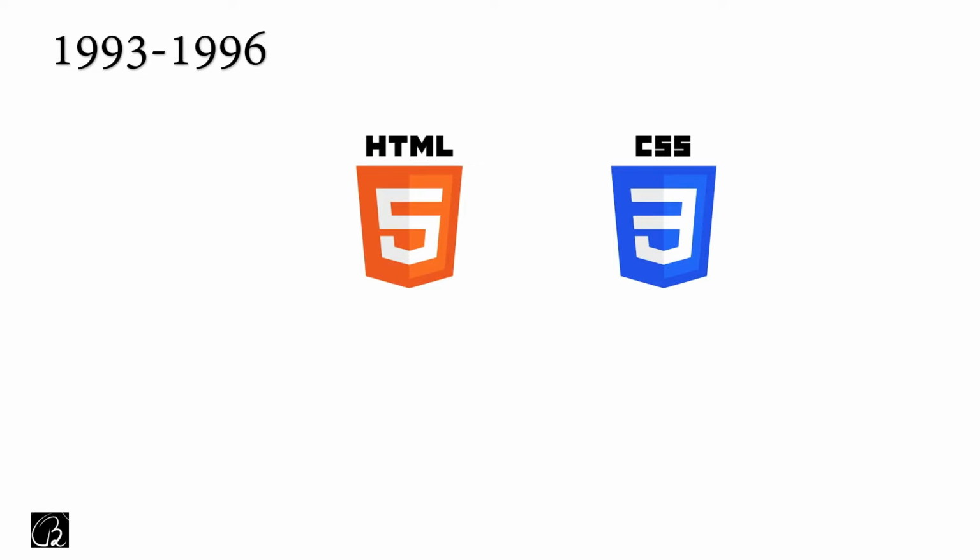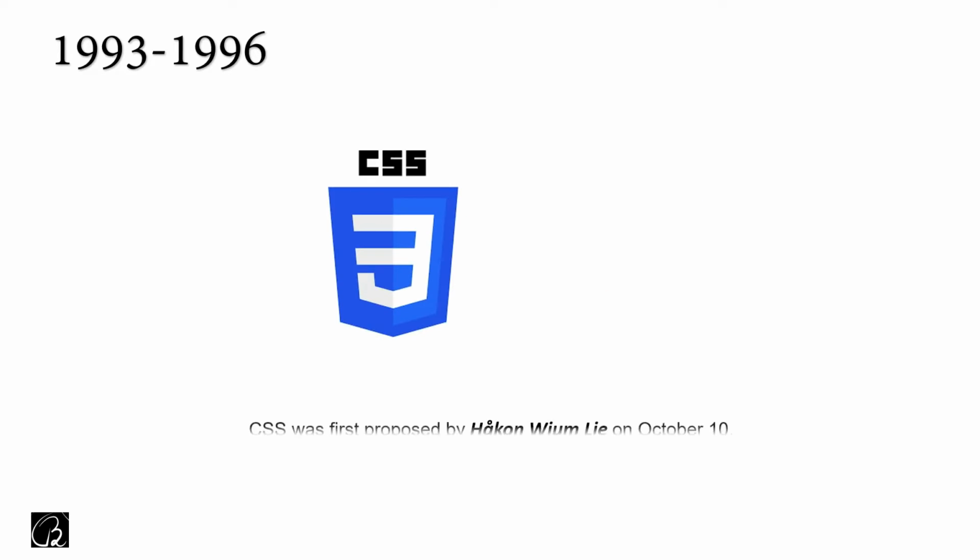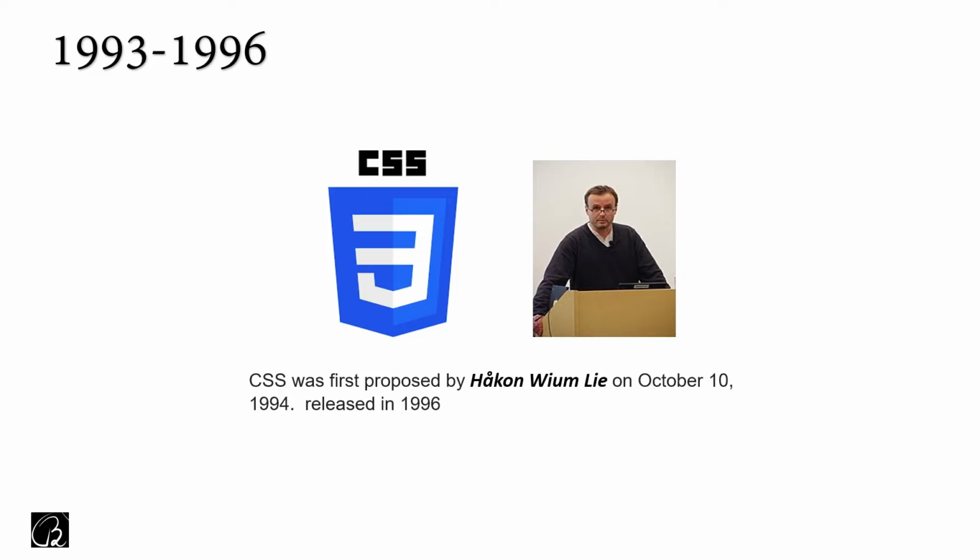So now let's go back to the time when JavaScript was not there. I'm talking about the time between 1993 and 1996. In that time, HTML and CSS were the two main core technologies for web development. I think these two terms are very well known to everyone. The first version of HTML was written by Tim Berners-Lee in 1993. CSS was first proposed by Håkon Wium Lie on October 10, 1994, and finally it was released in 1996.